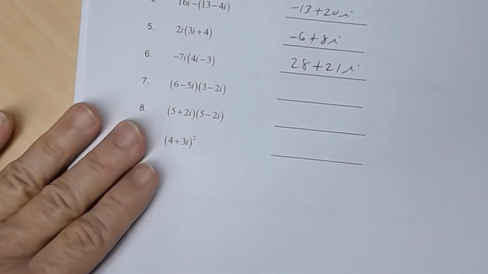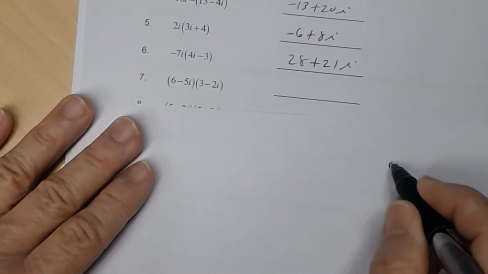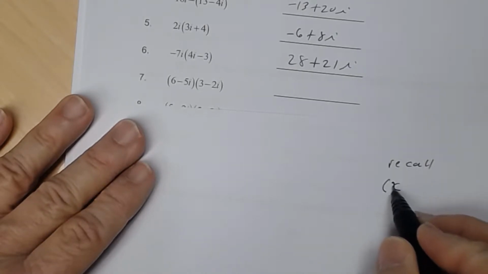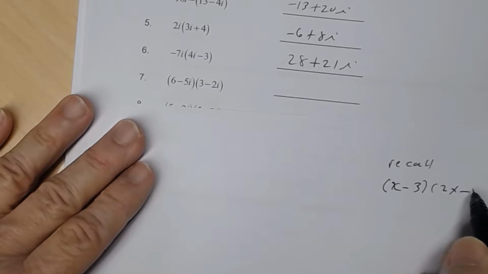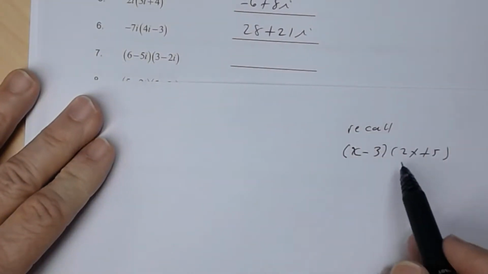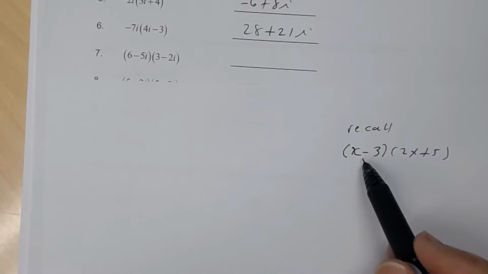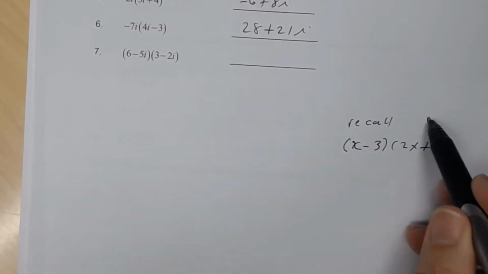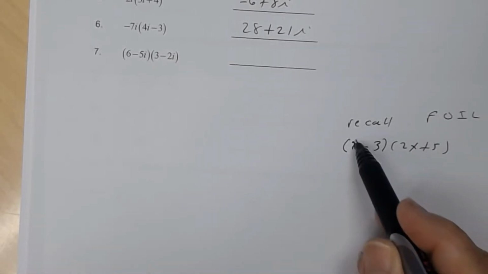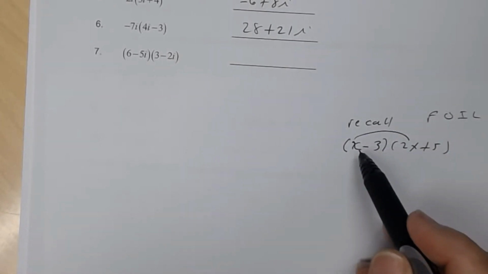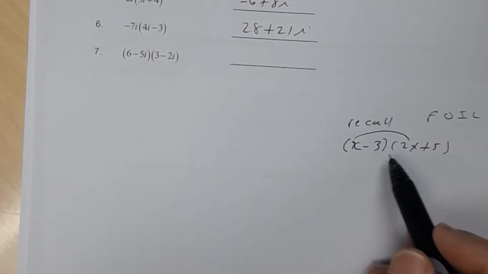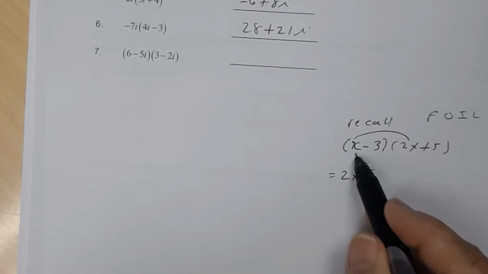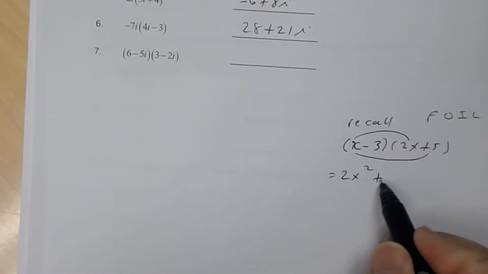And so when you do number 7, you're going to recall that when you had two polynomials, let's say x minus 3 times 2x plus 5, to multiply these two binomials, you use the FOIL method, F-O-I-L. And so you'd say x times 2x, there's your first terms. Remember, F stands for first. You take the product of the first terms, so x times 2x is 2x squared. The outer, so those are the terms on the outside, x times 5 is 5x.